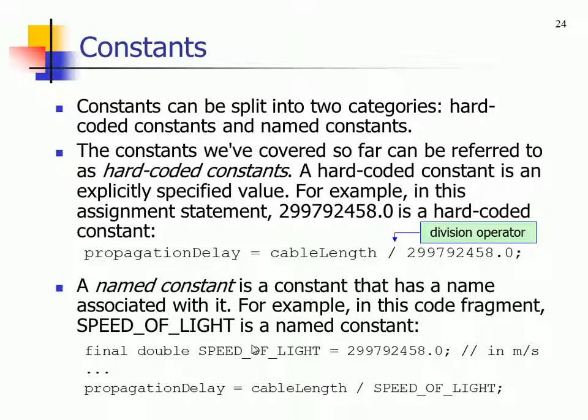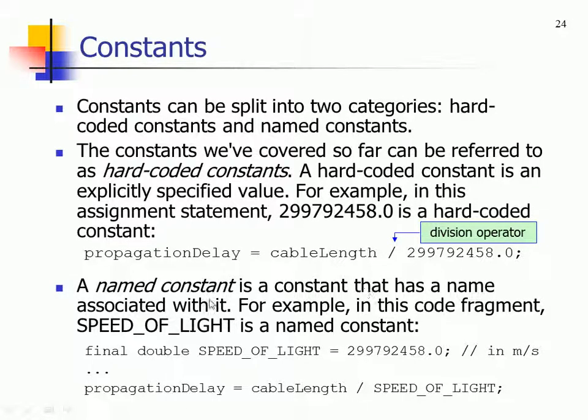They're split into two categories: hard-coded constants and named constants. The constants we've covered so far can be referred to as hard-coded constants. Hard-coded constants explicitly specify a value, for example, numbers that don't ever change.